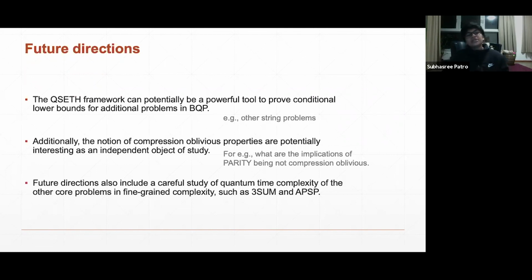Another future direction could be to understand reductions from other central problems. Right now we conjecture that CNF SAT takes some amount of time, and then we give lower bounds for some other problems, basing the hardness of those new problems on the hardness of CNF SAT. In the classical setting, there's an amazing survey article by Virginia Williams, where she also considers other core problems like threesome and APSP. So this is a nice area to explore in the quantum setting as well.